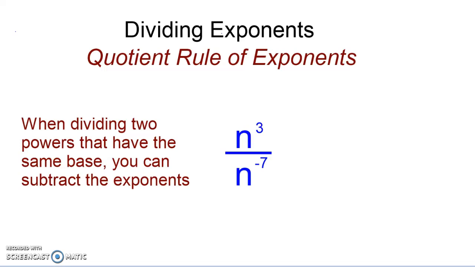I'll go on ahead." In this case, we have n to the 3rd divided by n to the negative 7th. And so if we write this out, we're going to have n to the 3rd minus negative 7th. Now remember, anything minus a negative is going to just be adding. So we could rewrite this as n to the 3 plus 7. And that's going to actually be equal to n to the 10th. And voila, there you have it, the quotient rule of exponents.